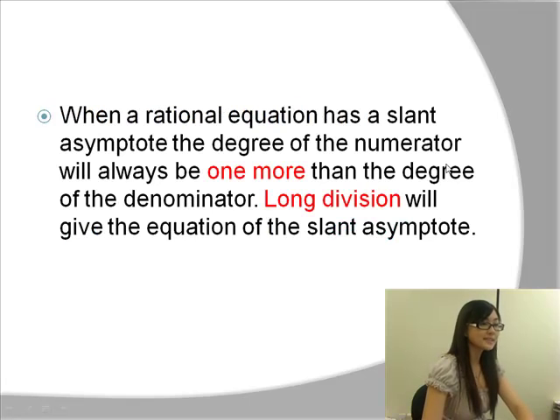When a rational function has a slant asymptote, that's the oblique asymptote, the degree of the numerator will always be 1 more than the degree of the denominator. If that happens, we will use long division to find the equation of the slant asymptote.